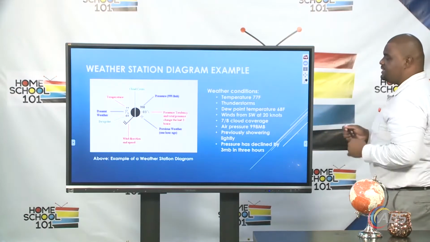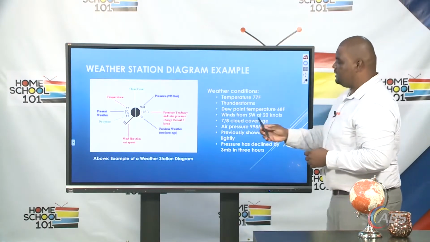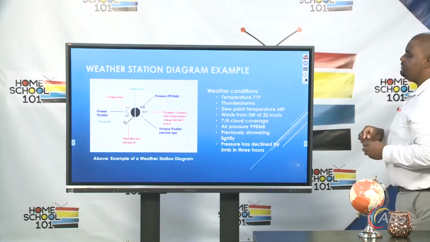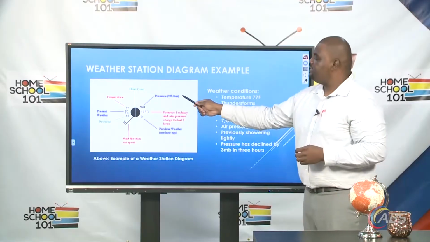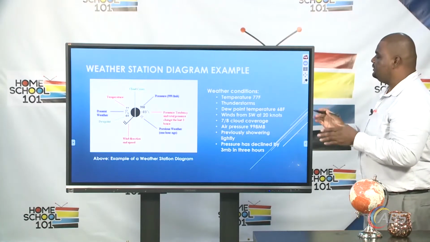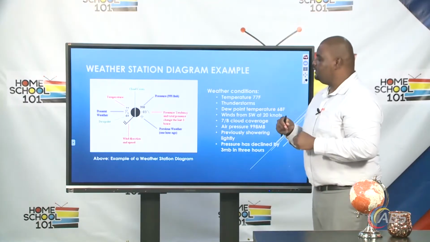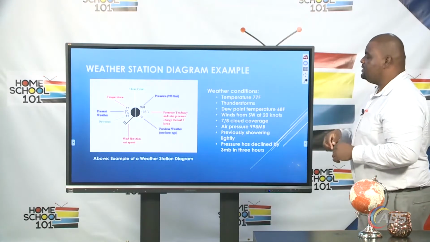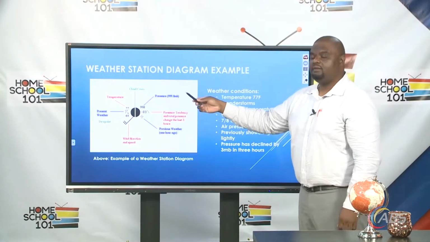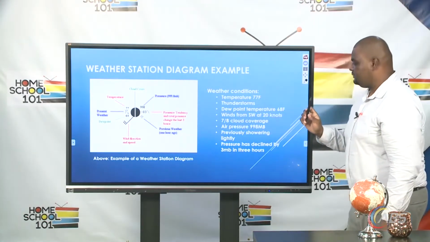So here's another example of a weather station diagram. The cloud cover, that's 7/8 covered. The air pressure is 998 millibars. Now, typical normal air pressure is about 1013. So this is low pressure in this case, which would probably indicate maybe a developing tropical depression.